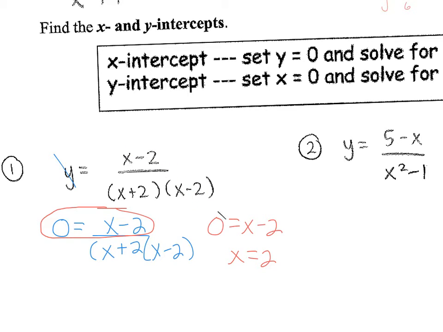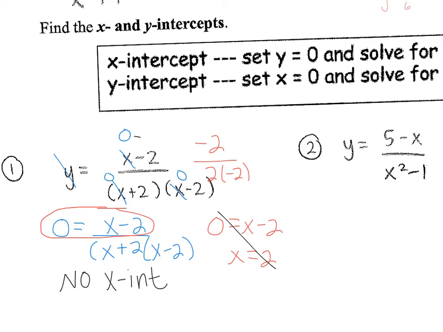So it can't be. So what's going to happen is there's no x-intercept. This function has a hole at 2, so it's not the x-intercept. For the y-intercept, you always set x equal to 0. If you plug in 0 for x, you're going to get negative 2 over 2 times negative 2. So this is going to be positive 1/2. So the y-intercept is at (0, 1/2).